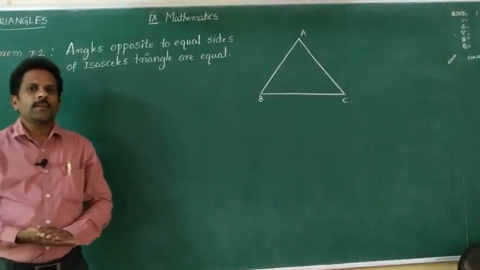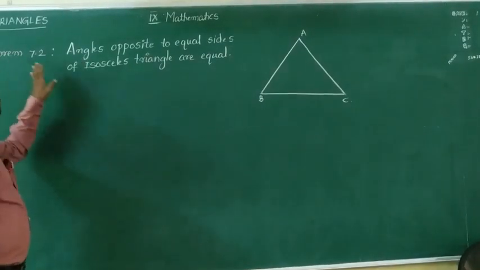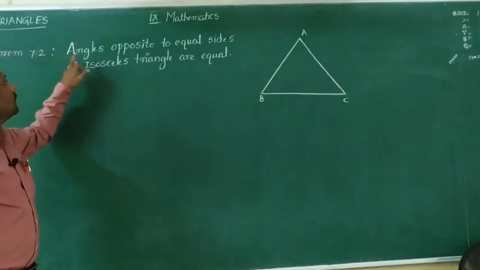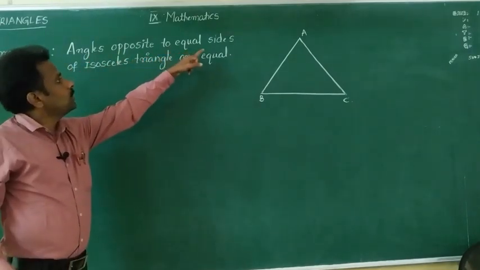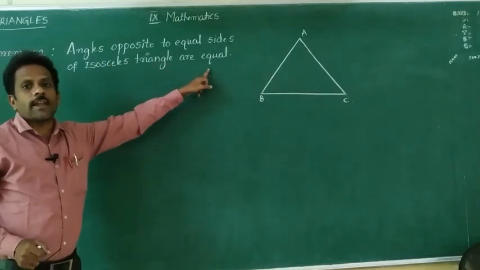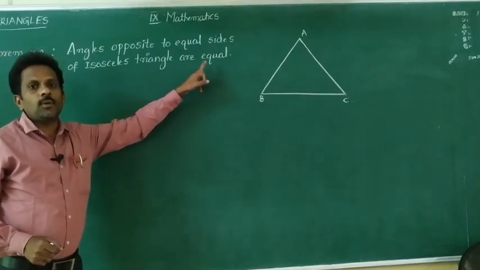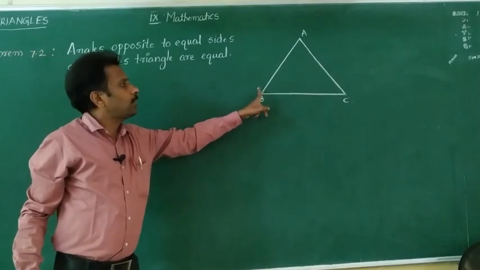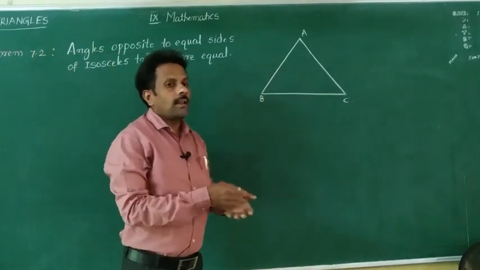Namaste children. In the triangles chapter, let us learn theorem 7.2. The statement is that angles opposite to equal sides of an isosceles triangle are equal. We have to prove that in an isosceles triangle, the angles opposite to equal sides are equal.